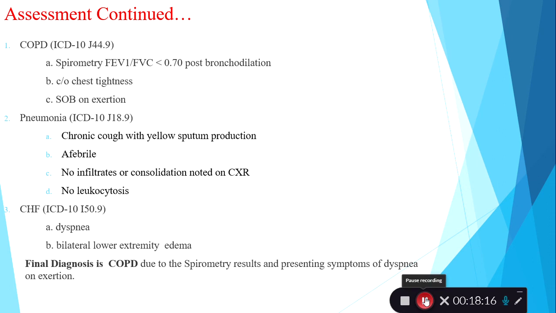And lastly, the third differential diagnosis of CHF. Supporting data includes dyspnea experienced by Mr. CO, his physical exam findings of bilateral lower extremity edema.